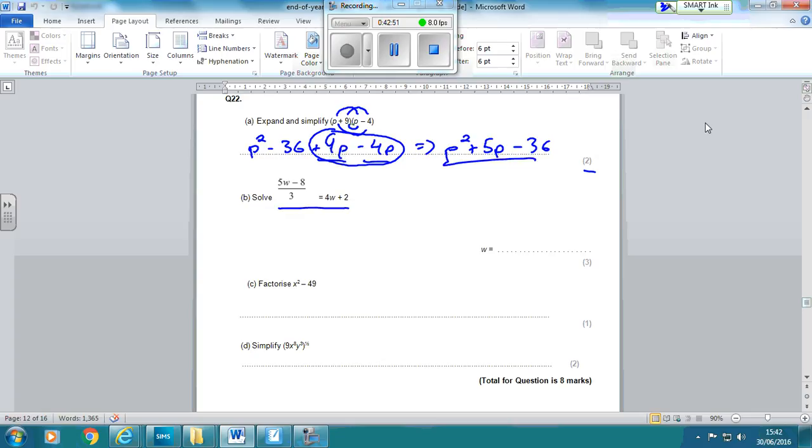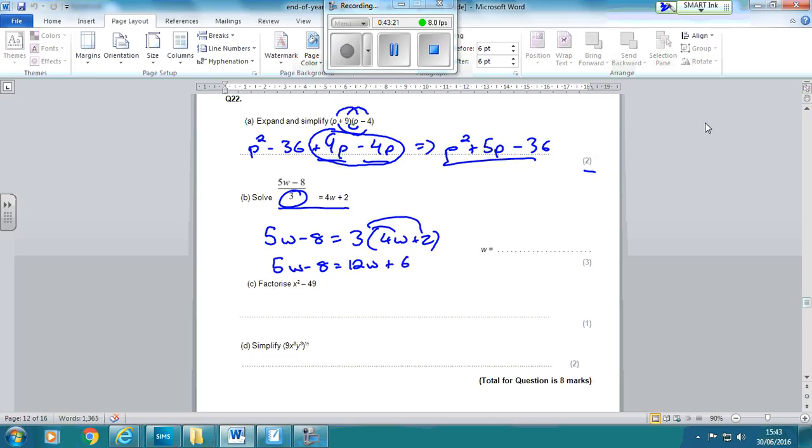Now this one is quite a tricky one. The thing that makes this one tricky is the fact that we've got this divided by 3. So to get rid of the divided by 3, you need to multiply the other side by 3. So 5w minus 8 equals 3 lots of 4w plus 2. And then we multiply out the brackets like we would do normally. So 5w minus 8 equals 12w plus 6.